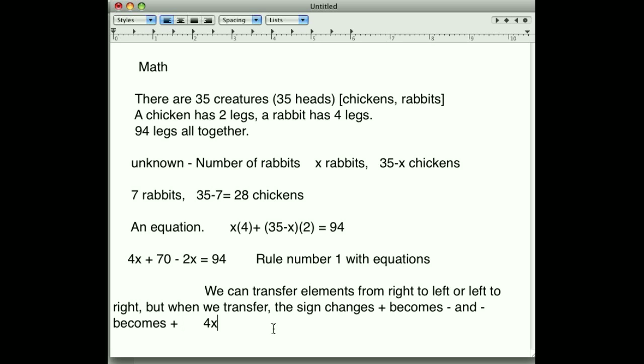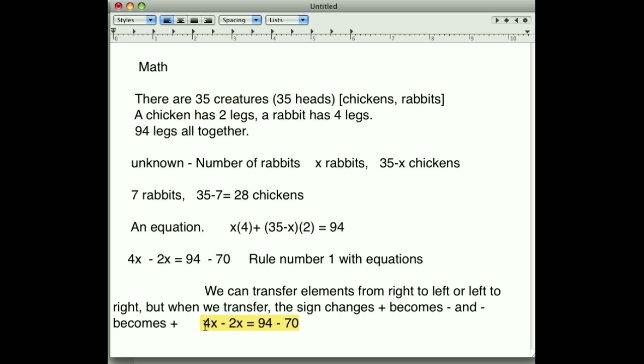4x will stay on the left, and minus 2x will stay on the left, but this will be equal to 94, because we have 94 on the right, minus 70, because we took the 70 and transferred it here. But because it transferred to the other side, it had to get minus instead of plus, and this is what we have.